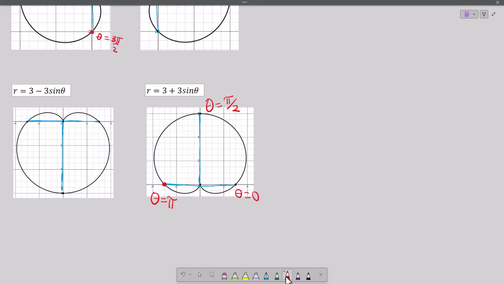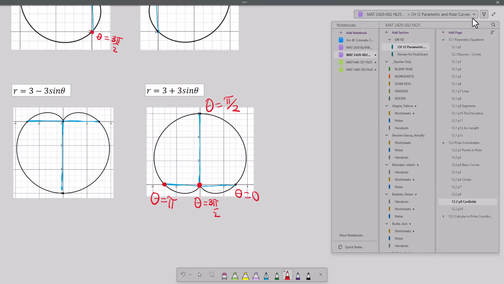And then 3 pi over 2. So now we're going down, 3 pi over 2, we're going south. Sine of 3 pi over 2 is -1. -1 times 3 is -3. 3 minus 3 is 0. So there we are at the origin. So that's theta equals 3 pi over 2. So that's how we can graph our cardioids. Figure out those 4 intercepts, and then we just connect them with a nice smooth curve that's very, very round.